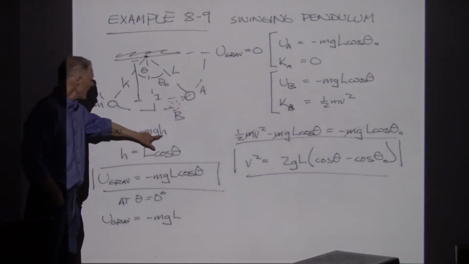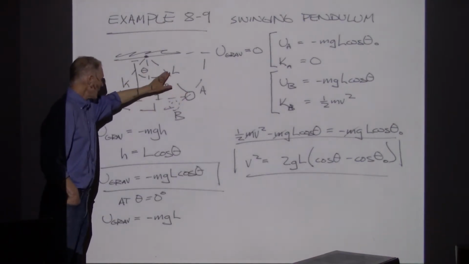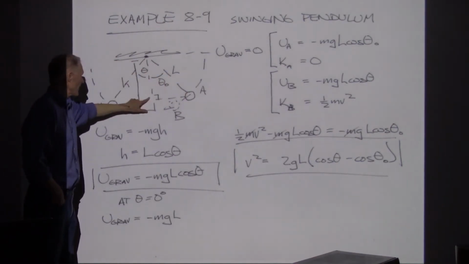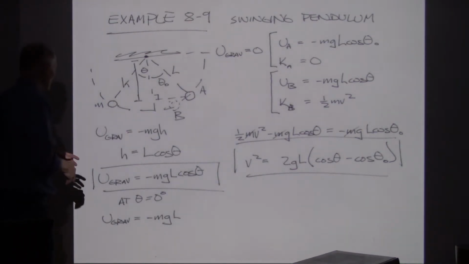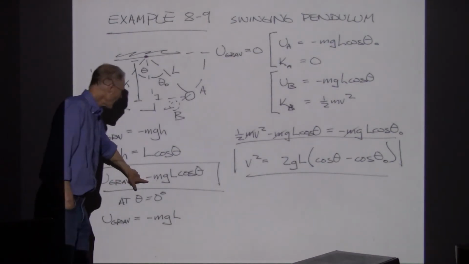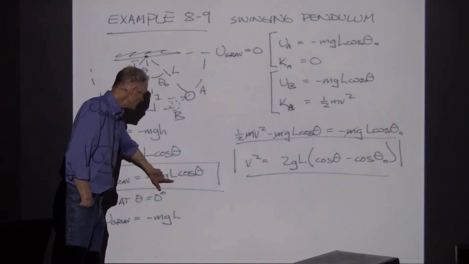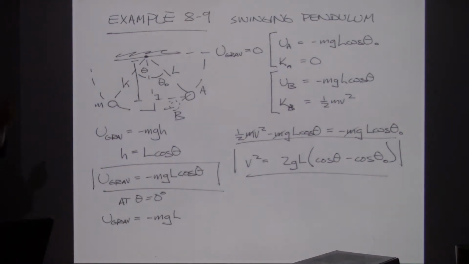The elevation there is L cosine theta, where L is the length of the string, or the distance from the center of mass of the bob back to where the string is being attached. So h is equal to L times cosine theta. Putting those together, the gravitational potential energy expression is minus mgL cosine theta. That will work at point A, and it will work at point B.